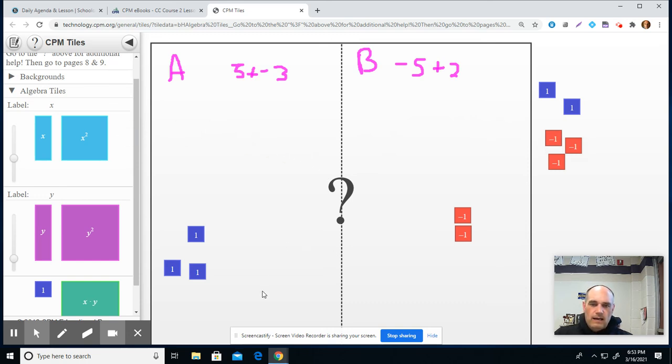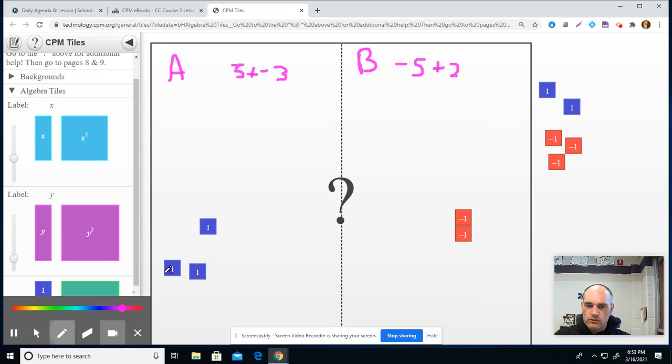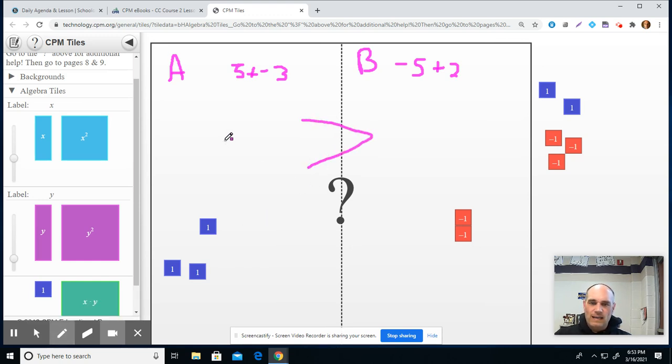And I think that's it. I don't have any zero pairs over here. I don't have any zero pairs over here. I can't take the same thing off of each side anymore because this is a positive and that's a negative. And so now I can tell that this side is larger. So once again, the mouth opens up to the biggest side. So A is greater than B.